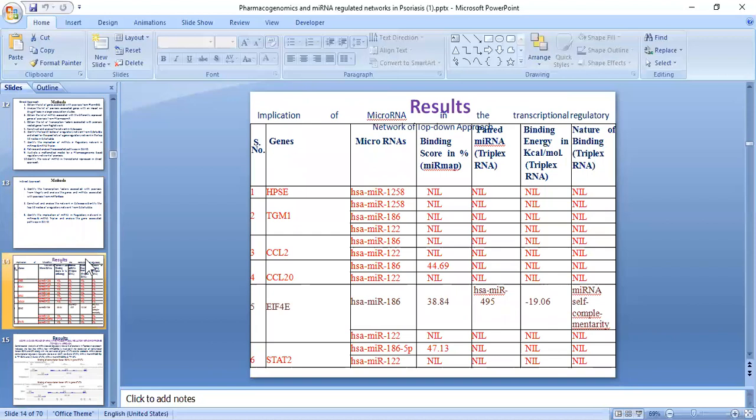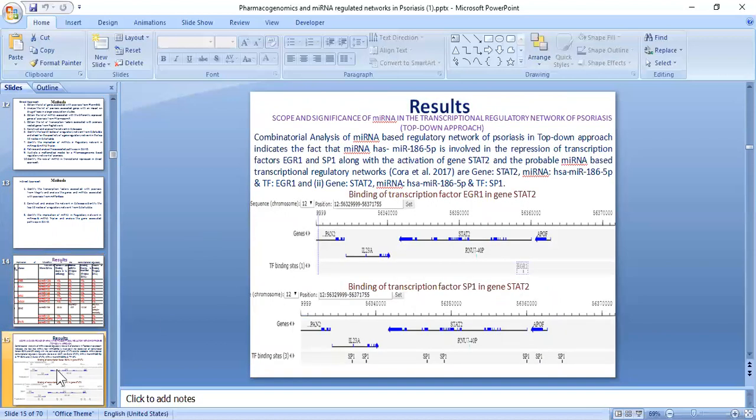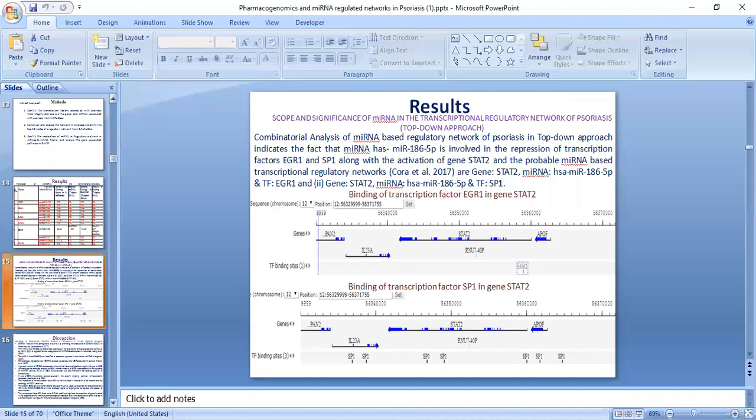With respect to the results, though a lot of miRNAs bind with the mRNA of those genes, the thermodynamical feasibility is important. I have taken only the sets with thermodynamical feasibility. And it's not only theoretical, you have a lot of experimental proofs also. For example, this specific transcription factor binding is illustrated from the UCSC genome browser, showing the exact chromosomal position and the variants.